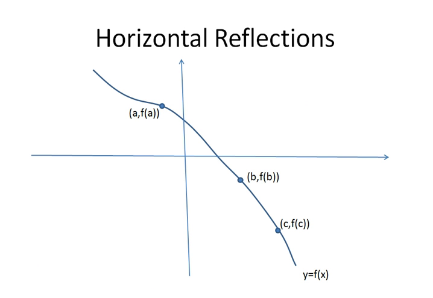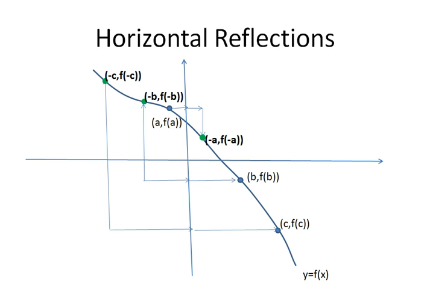We'll now move on to horizontal reflections. We start again with 3 points on a function y equals f of x. This time we want to locate the points on the function y equals f of the opposite of x, whose inputs are a, b, and c.